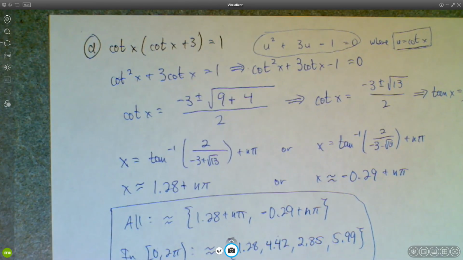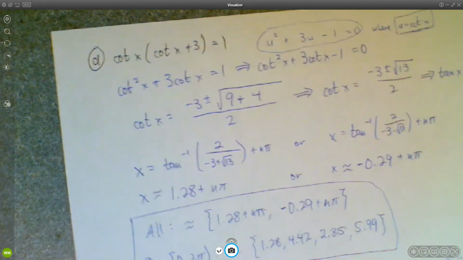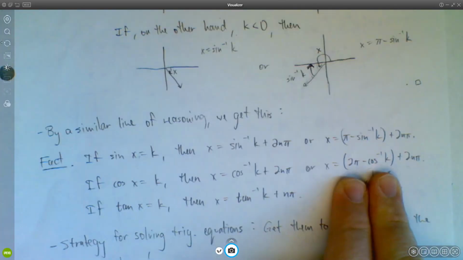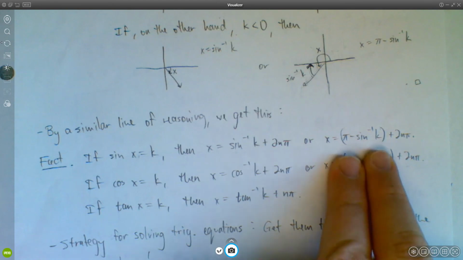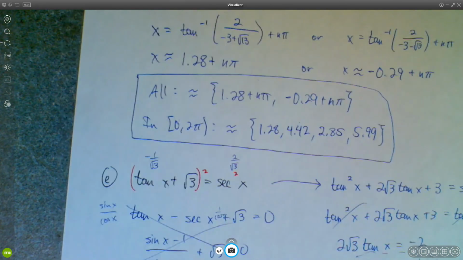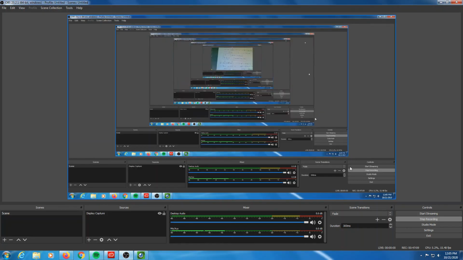The other thing I'll point out is that I lied. We did not ever look at a cosine problem. So just be aware of the fact that when you're dealing with a trig equation involving cosine, the other solution is 2 pi minus cosine inverse of k, not just pi minus sine inverse of k. Again, don't blame me, blame the book. I'm using the same examples as the book so that you can look at the book and see the way that they approach it, because they do approach these problems quite a bit differently than I do. Okay, that's all I'm going to say about that.